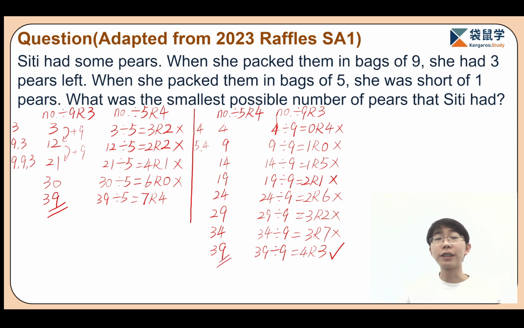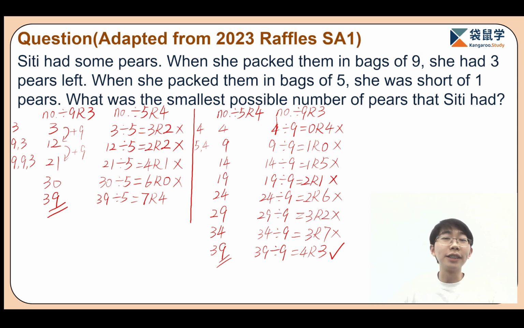So you see, if you start from 9 or start from 5, you get the same result of 39. Now, which method do you choose normally? Normally, we'll choose to start from the larger number, the larger divisor. Because you see, if you start from 9 here, you only need 5 choices. But if you start from 5, you need 8 choices. So normally we'll start from the condition with the larger divisor.